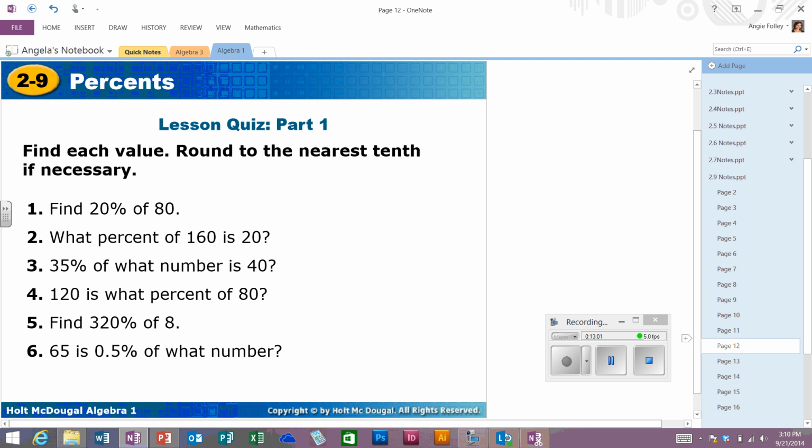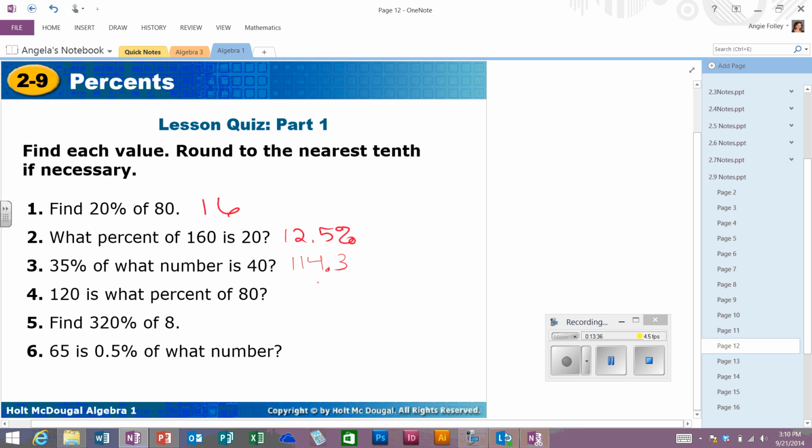So here are some practice quiz problems. Go ahead and pause the video, see if you get these answers correct. I will give you the answers right now. So 20% of 80 is 16. What percent of 160 is 20? That's 12.5%. 35% of what number is 40? That would be 114.3, so I just had to round that.